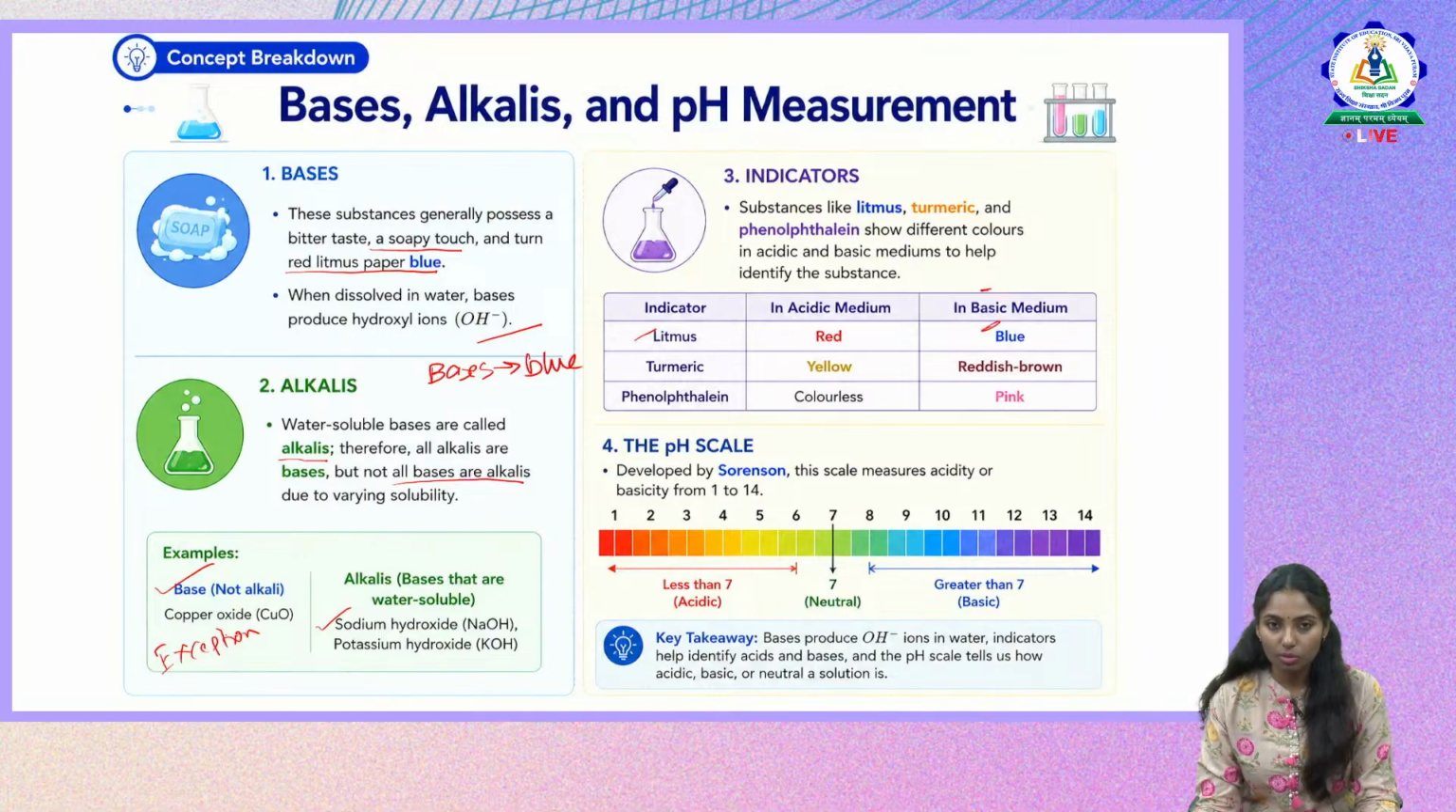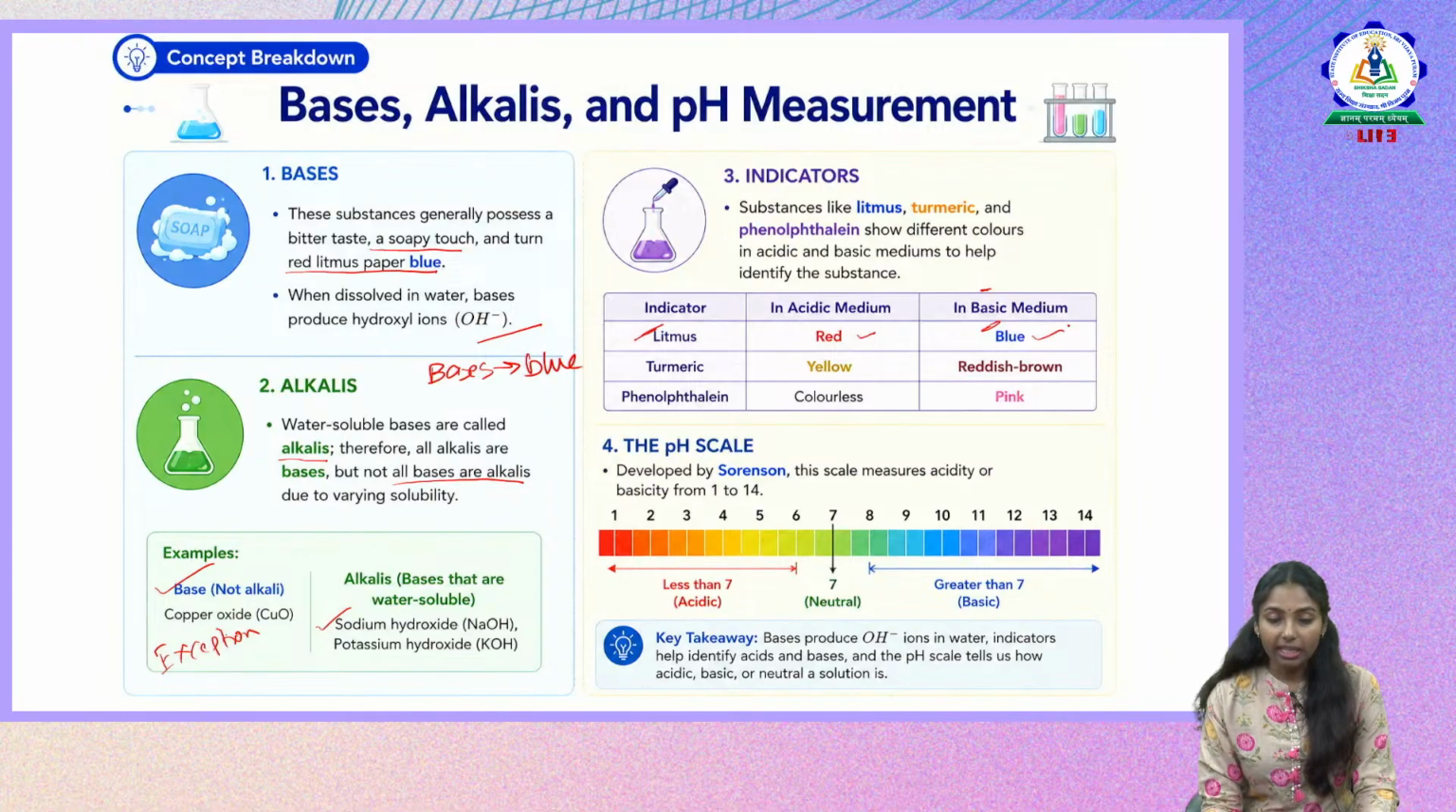All those things can be used to find out which is acid or which is base. To understand that, we have to know which indicator will behave in acidic medium and basic medium. We have already talked about litmus: blue litmus turns red in acidic medium, and in basic medium red litmus turns blue. So we have remembered it.